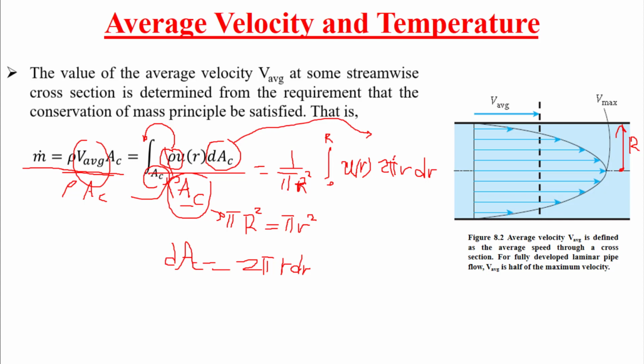Okay, so pi will cancel out with pi, and we end up with 2 over R squared, integration from 0 to R of u as a function of r multiplied by r dr. So this is equal to V average. This is the value of V average.